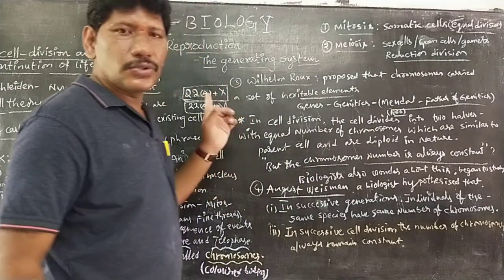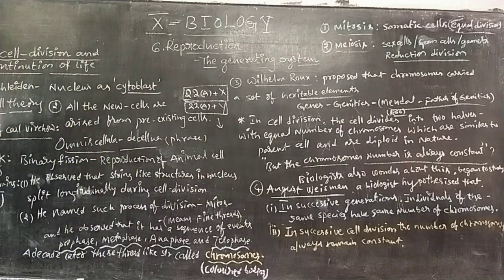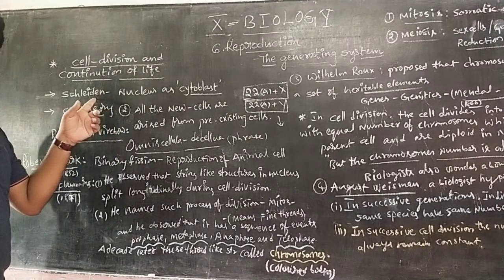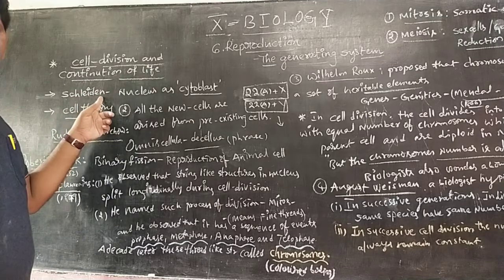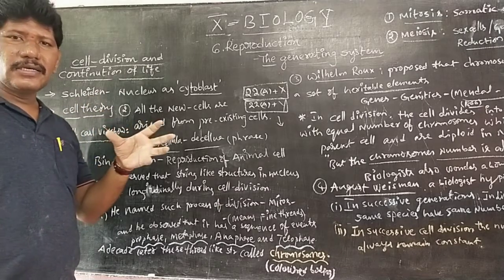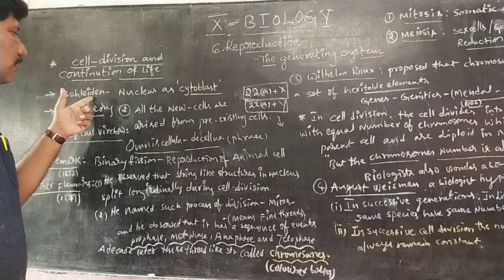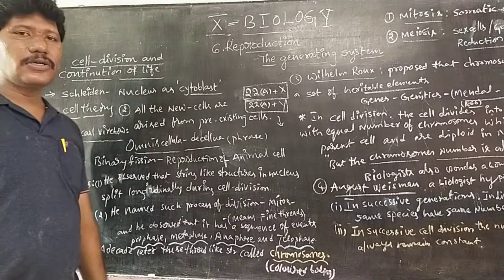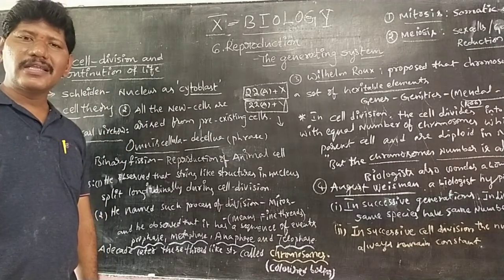Is that clear, children? Among the scientists, first and foremost is Schleiden. He is a very familiar scientist related to the discovery of the plant cell. In the 9th class first chapter, cell structure and functions, regarding the nucleus, he gave the statement that the nucleus is called a cytoblast. Cytoblast means the other name of nucleus.